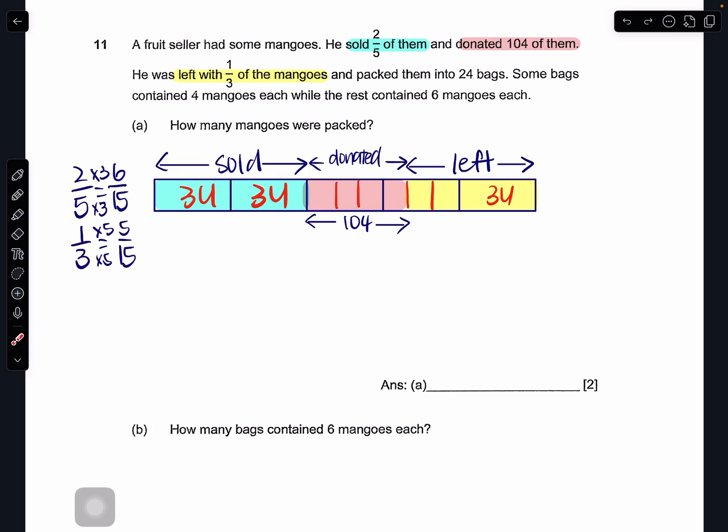And how many units is that? This donated part is 1, 2, 3, 4. So I know that 4 units is equivalent to 104. In order for us to continue, we need to find 1 unit, and that is 26. So after that, I can find out how many mangoes were left. Whatever were left was packed. So these are the packed ones.